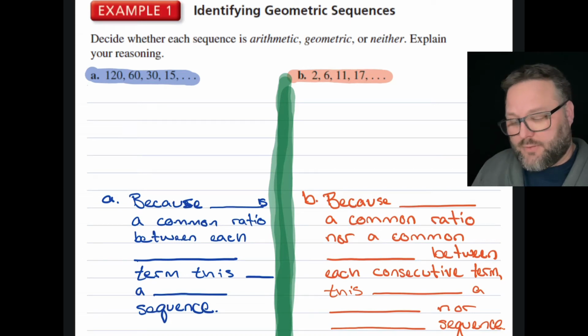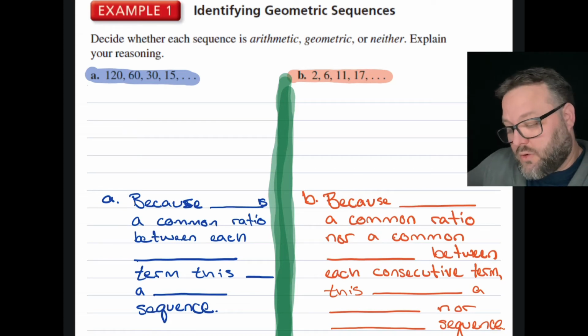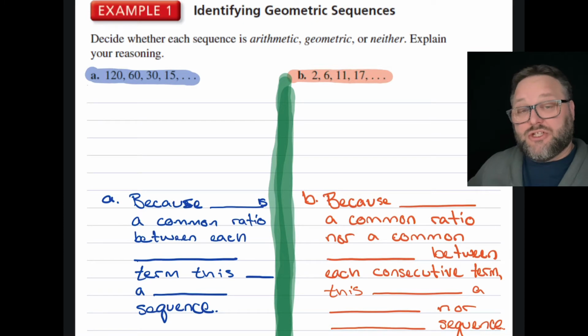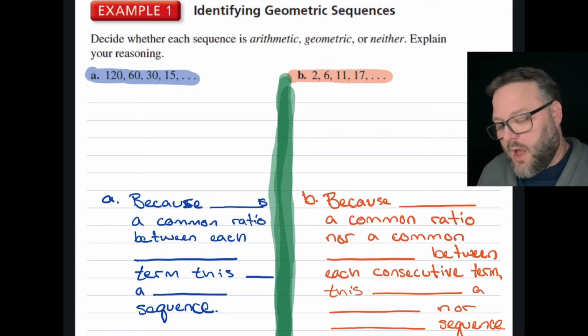Last section, 6.7, let's get started. We're trying to identify the difference between a geometric sequence and an arithmetic sequence.